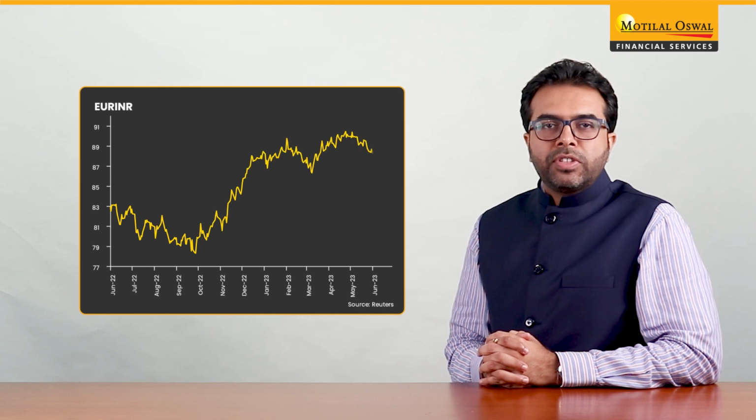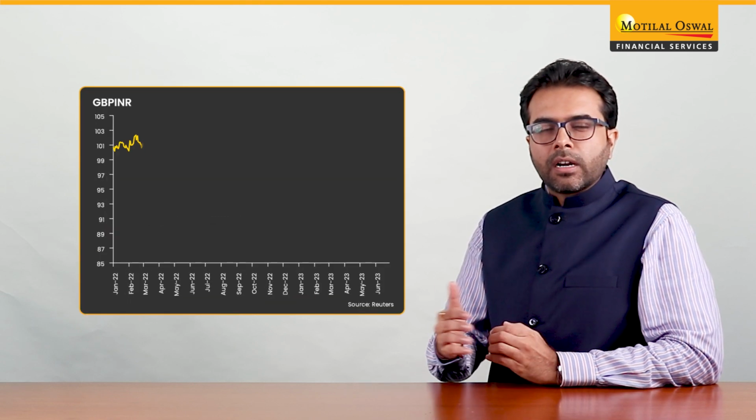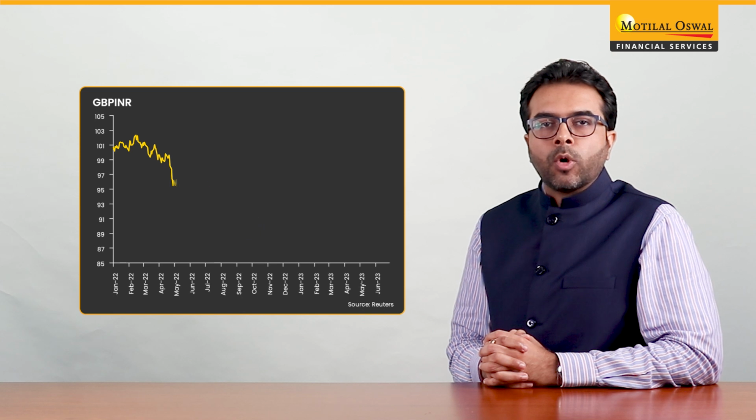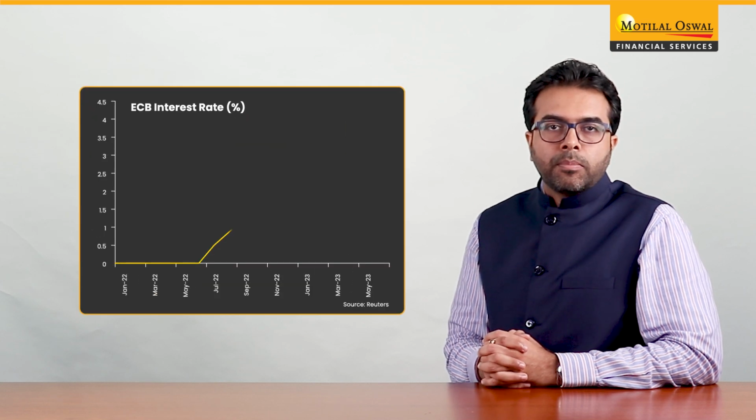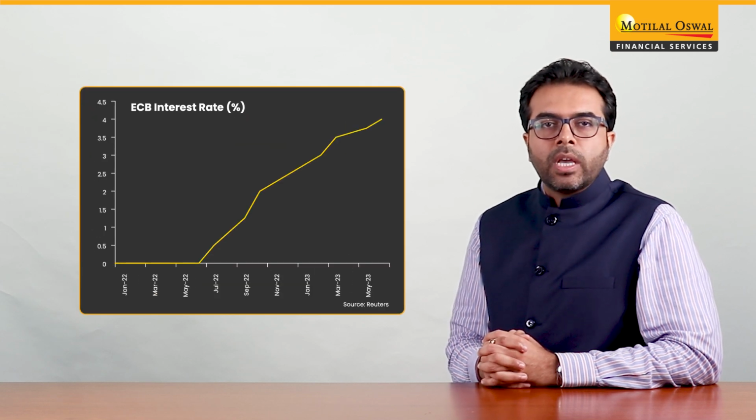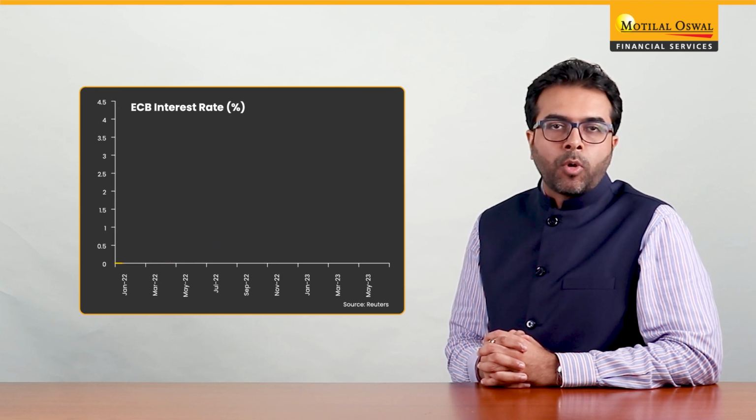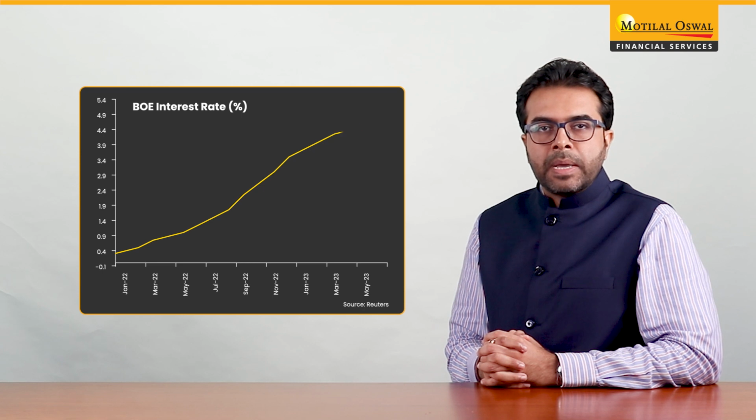Now talking about the major crosses, euro and pound, we've seen that both these currencies gained in the first half of the month, but in the later half we did see some bit of weakness coming in after preliminary manufacturing and services PMI numbers came in slightly below estimates. During the month, both the ECB and the BOE have decided to raise rates, wherein the ECB raised rates by 25 basis points and the BOE by 50 basis points.